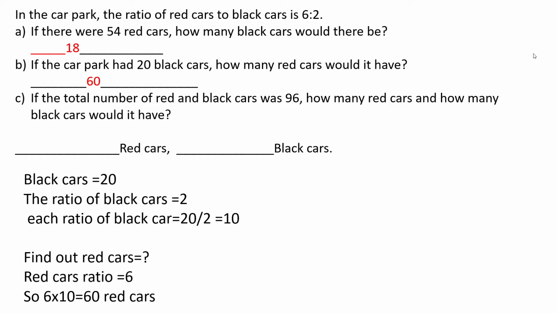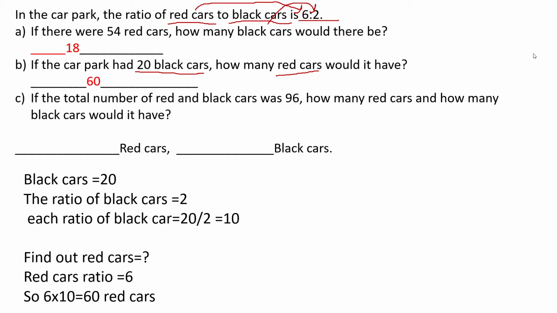Okay, so let's look at B. If the car park has 20 black cars, how many red cars would it have? So let's refer back to the information they gave us. In the car park, the ratio of red cars to black cars is 6:2. So we have to remember the red cars is a 6, while the black cars is a 2. So don't forget about that.